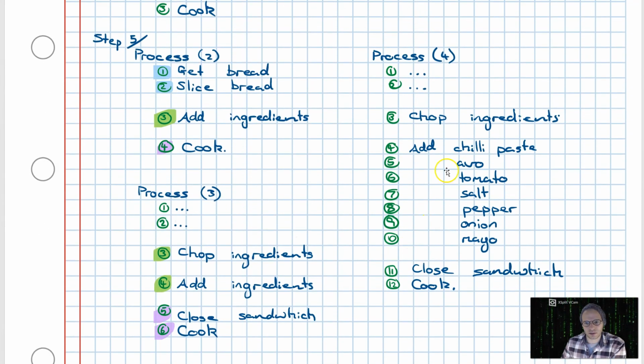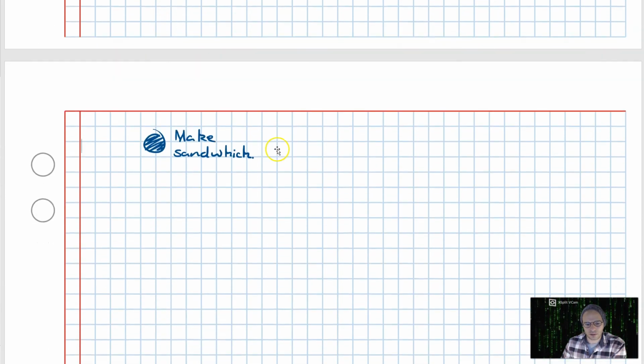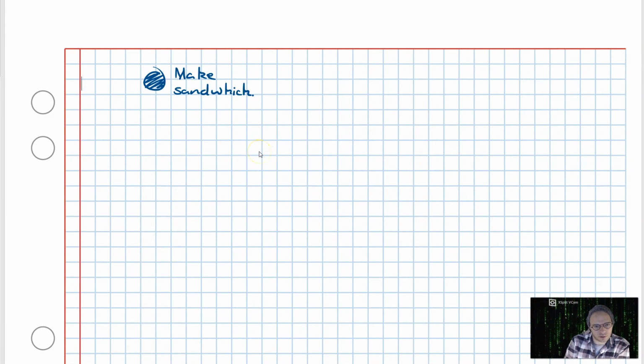Now the next part is we look for the first step in our process that we've defined, and in our case it's going to be get the bread. So what I'm going to do is I'm going to go down slightly and I'm going to say get bread. Then I'm going to draw it, a little box with rounded edges on the box.